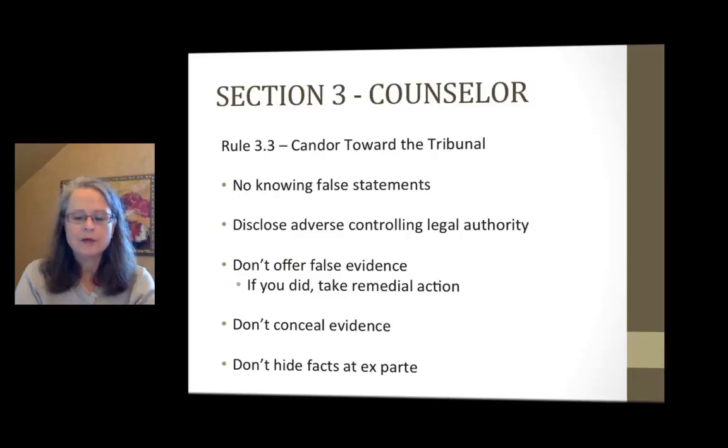Number 2, tell the court of adverse controlling legal authority. Even if you don't want to do so, you need to disclose directly adverse legal authority if your opponent has not done so. And in particular, the Ninth Circuit has observed that this rule is very important so that judges are not the victims of lawyers hiding the legal ball.